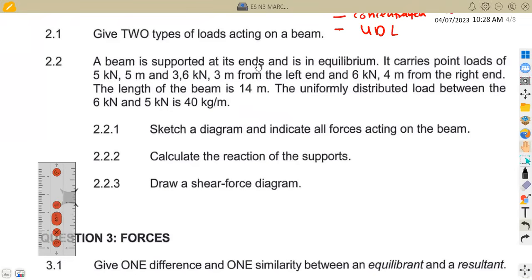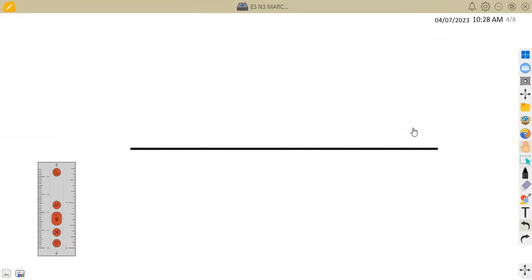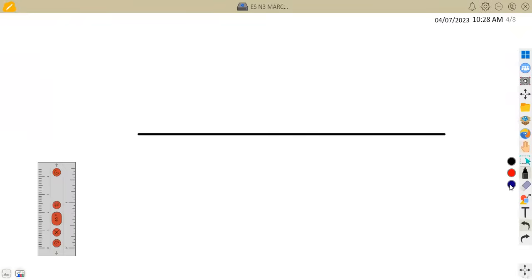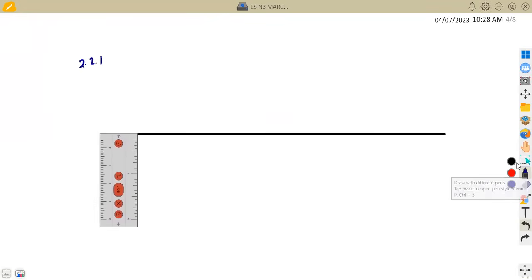There are supports at the ends. Okay, so meaning to say at the ends here, this is question 2.21. So we have got the end here. Let's say according to our diagram, this is our end point. So we are going to have a support here. It's supported, meaning to say there is a support.